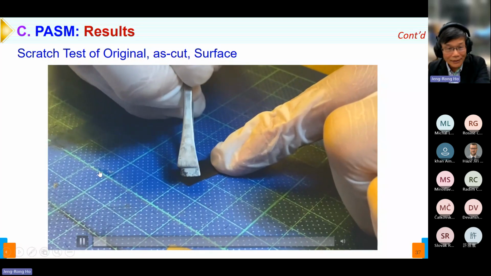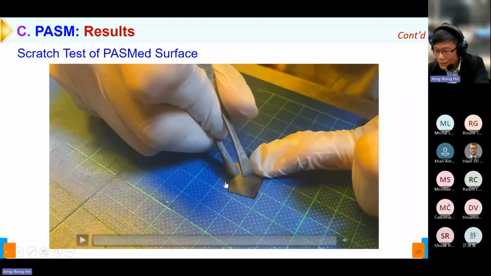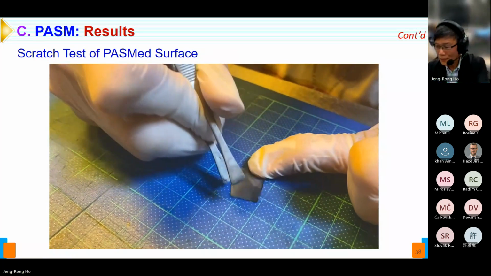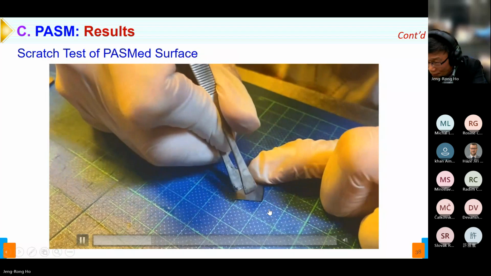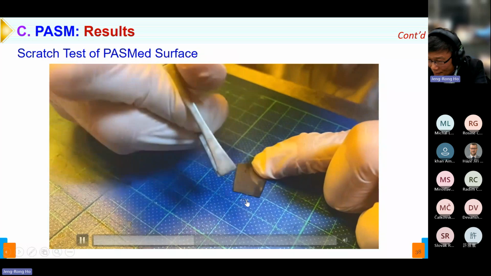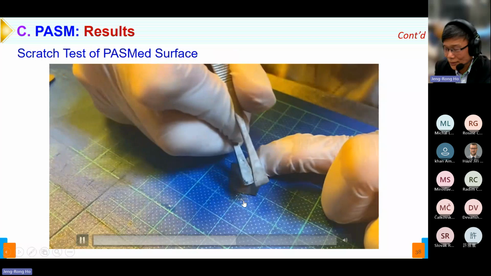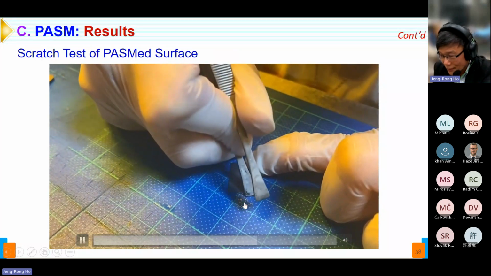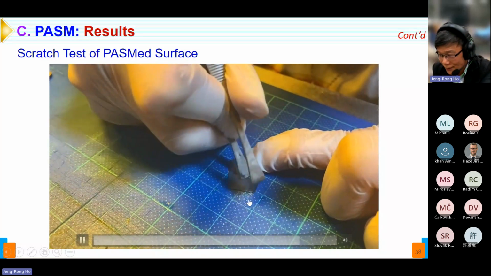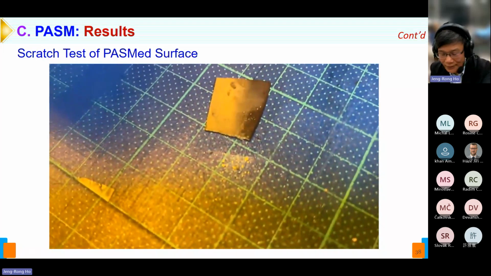And this one is with PASM processing. So see, we can scratch the modified layer materials here, a very small portion, because usually the thickness of this layer is around 10 microns to several 10 microns. But sure, we can see there are materials scratched off from the surface. That means it's very soft. The surface is softened.